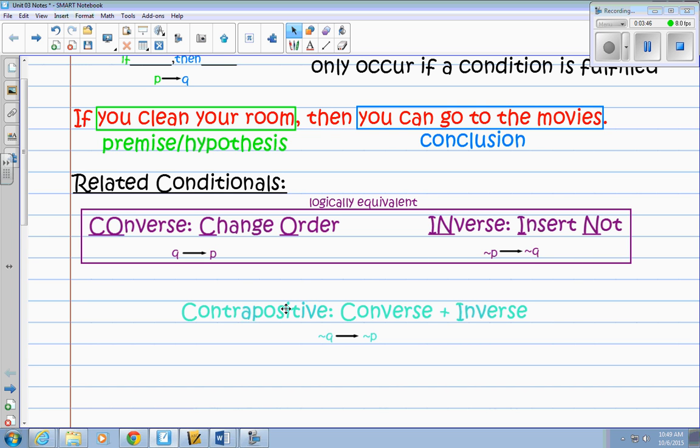The final related conditional, well, actually, there are two more, but this one is called the contrapositive, and it essentially takes the converse and the inverse and combines them. So not only do we switch the order, we also insert not, or negate, our two sentences. So it would be, if you couldn't go to the movies, then you didn't clean your room. The contrapositive and the original conditional, those two are logically equivalent as well. So the converse and inverse are logically equivalent, and our original and our contrapositive are logically equivalent.